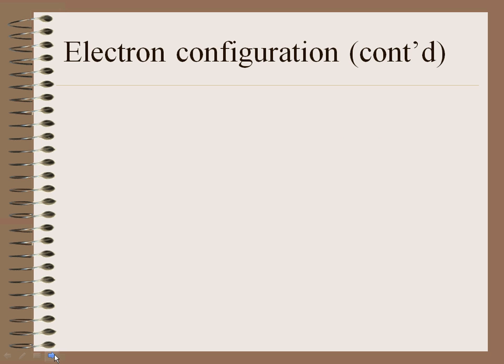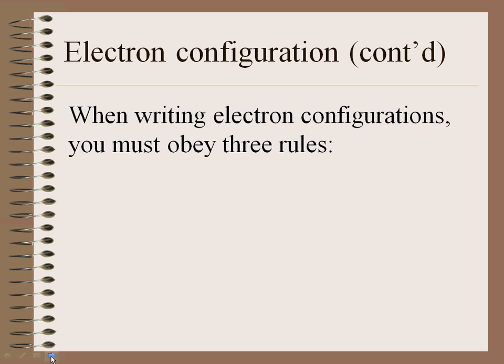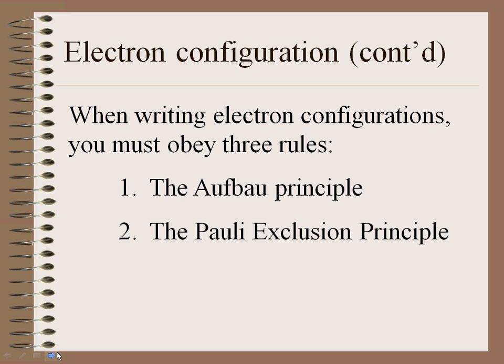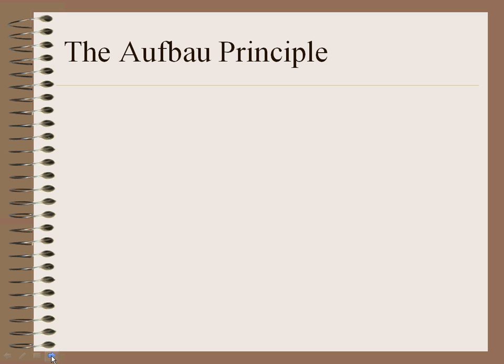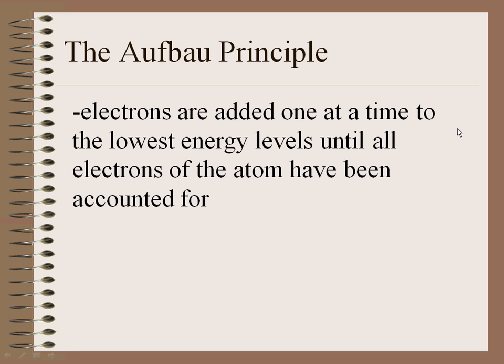When writing electron configurations, there are 3 rules you must follow, and you have to know them because they will be on the test. The Aufbau principle, the Pauli exclusion principle, and Hund's rule. Nothing to fill in your notes on these. I'm going to go through the rules and principles with you and try to make sure that hopefully you understand. Okay, the Aufbau principle. Electrons are added one at a time to the lowest energy level until all the electrons of the atom have been accounted for. All right, so let's talk about that.